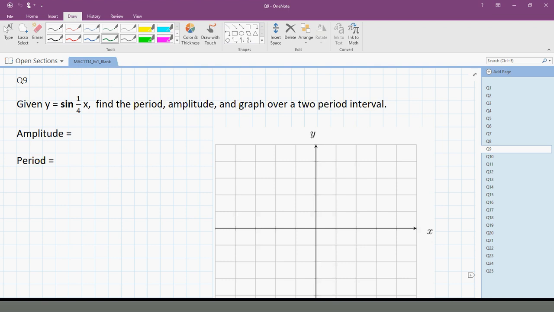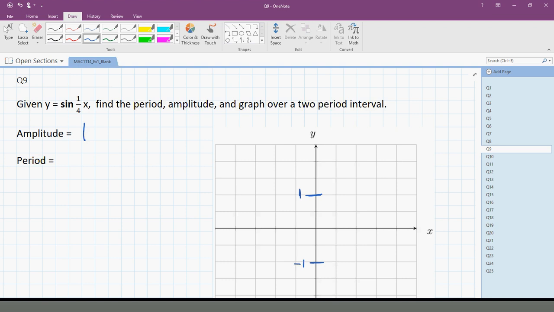So what is our A? What is our amplitude? Our amplitude is 1 because that's the number in front of our trig function, which is 1. So that means the highest we'll go is 1. The lowest we will go is -1. I'm going to go ahead and mark that up here. So the highest I'll go is 1. The lowest I'll go is -1.